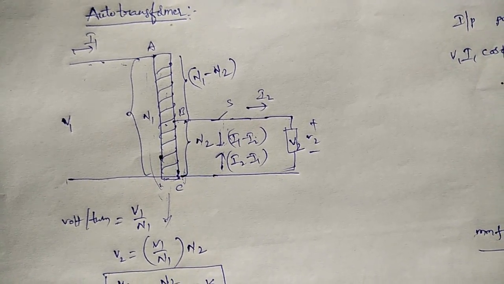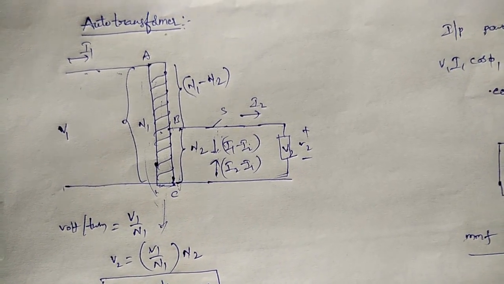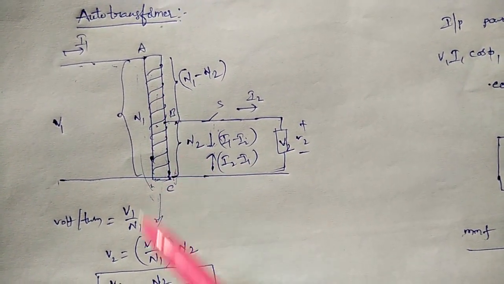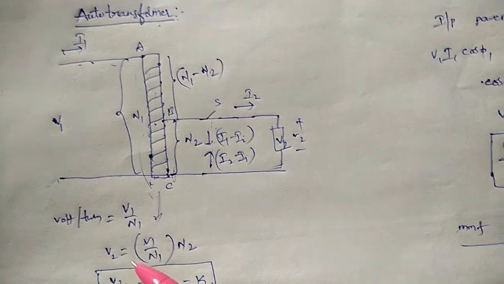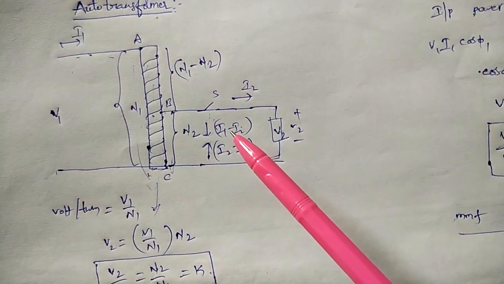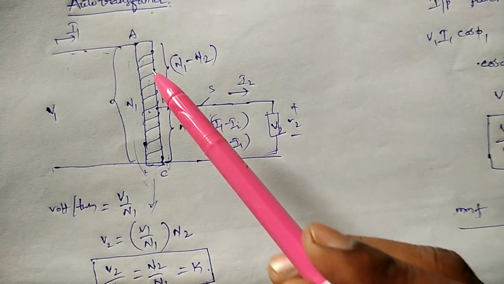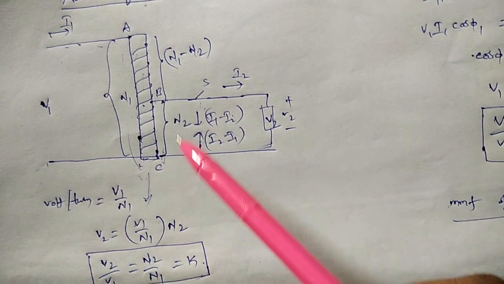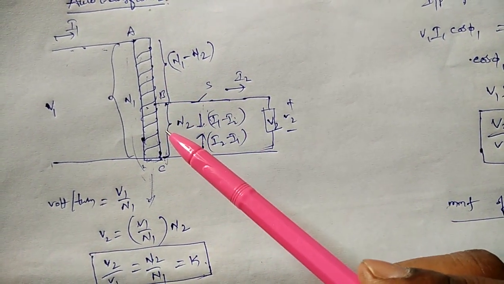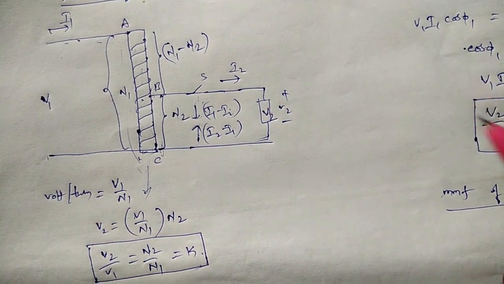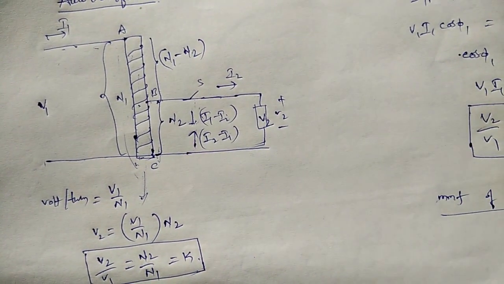Hi friends, in our last video we have seen that the MMF of winding AB is equal to the MMF of winding CB. That means the volt amperes from AB will be transferred to the load by transformer action. From this part to this part, the MMF is transferred by using the transformer action to the load. So now let us find how many volt amperes.